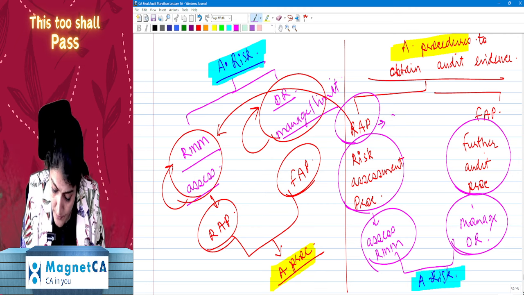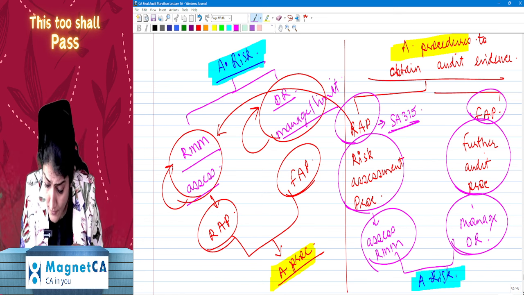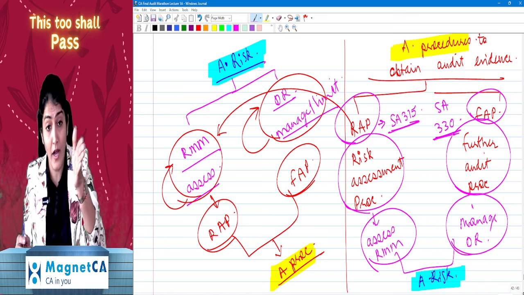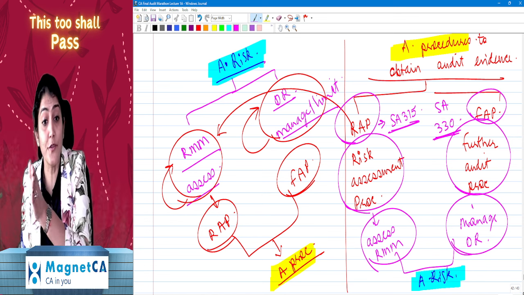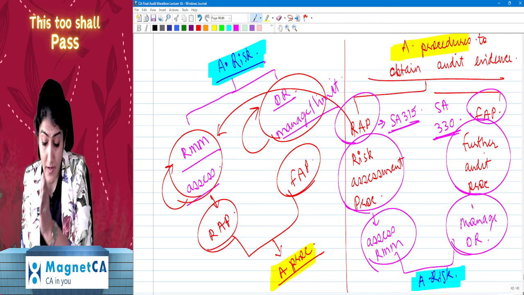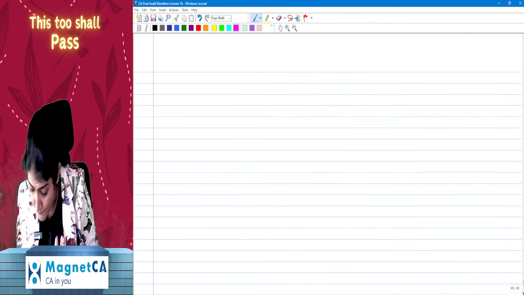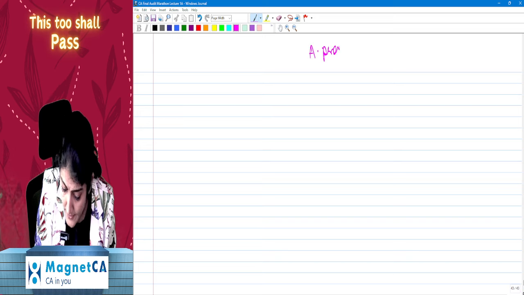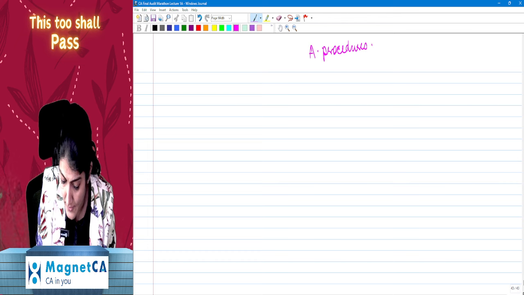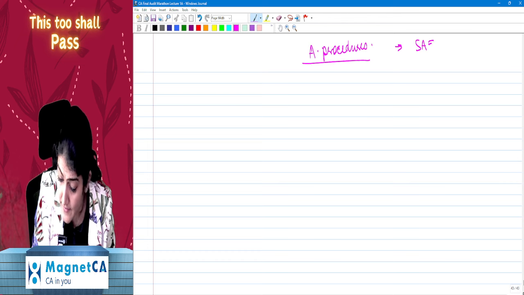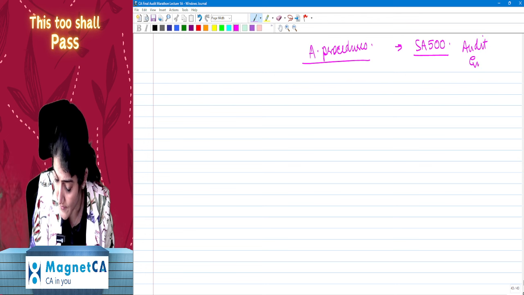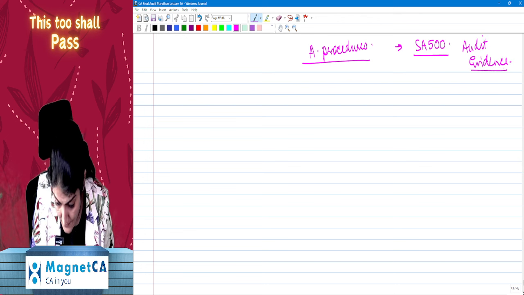Risk assessment procedures are discussed in SA 315. Further audit procedures are discussed in SA 330. I told you, RRR. So these are the first two R: risk and response, risk assessment procedures and further audit procedures. Right. So if you look at audit procedures, what are the audit procedures given in SA 500? Now, what is SA 500? Audit evidence. Hello? Audit evidence.